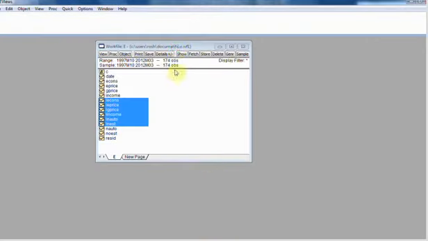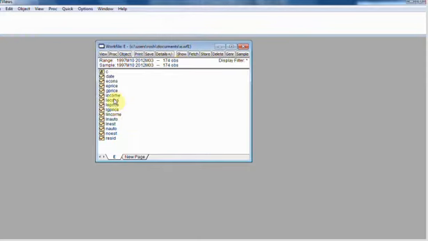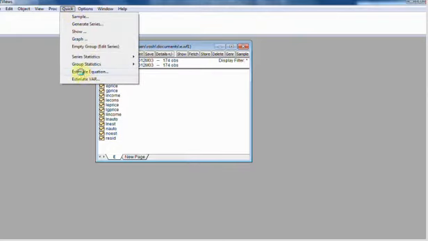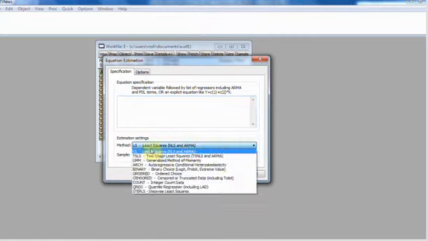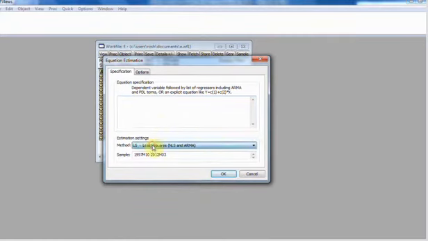Since I'm running the ARDL approach to co-integration, the first thing I have to do is to test if there is a long-run relationship among these variables. So how to do this? I will go to Quick, Estimate Equation. Now here is my OLS estimation menu, and I will run OLS as a method for my ARDL model.